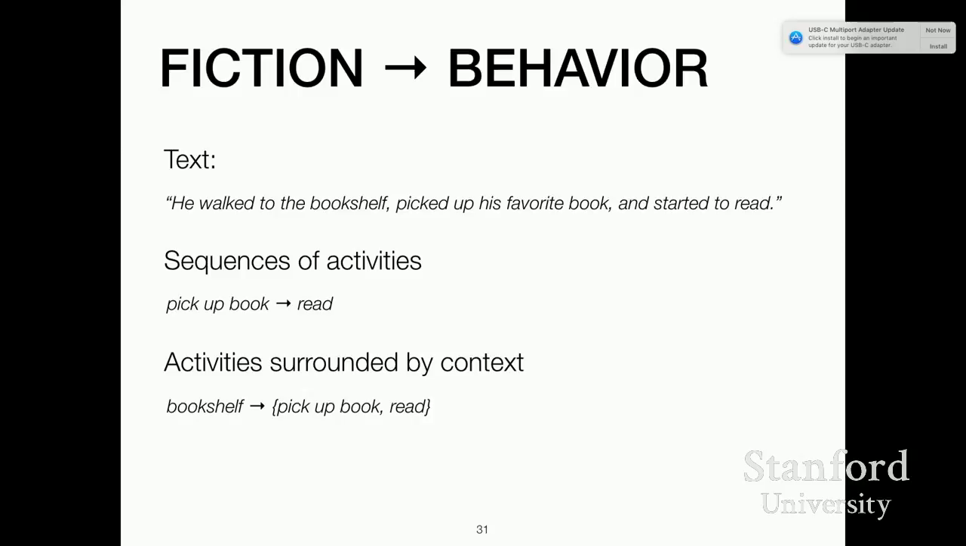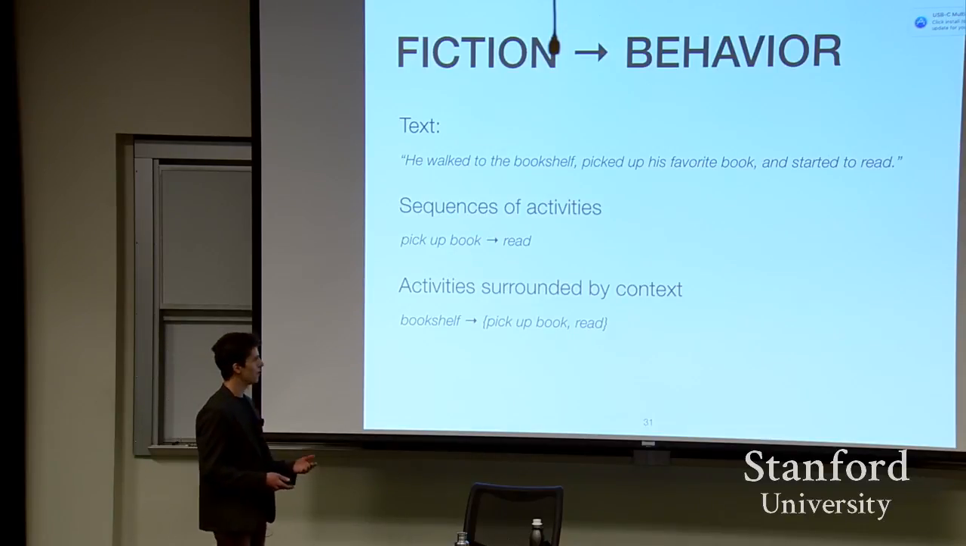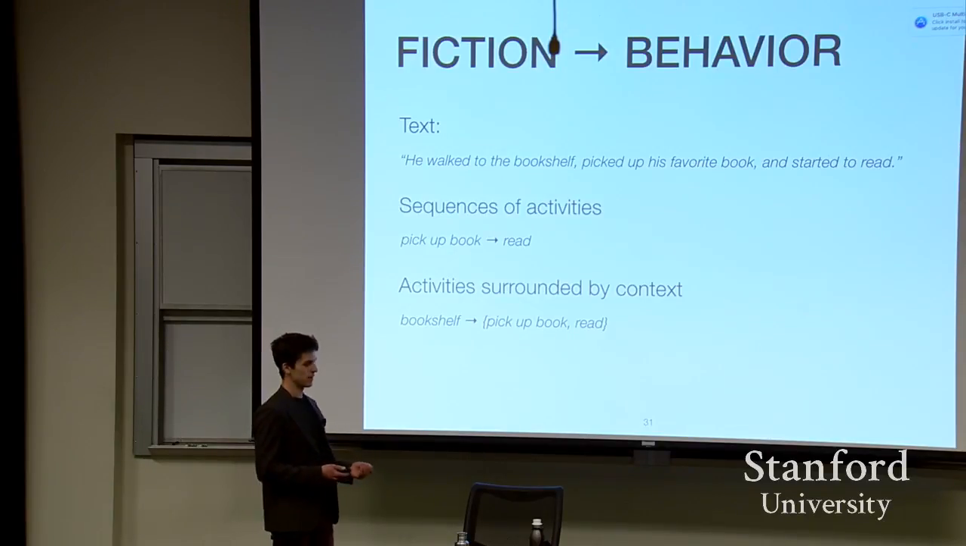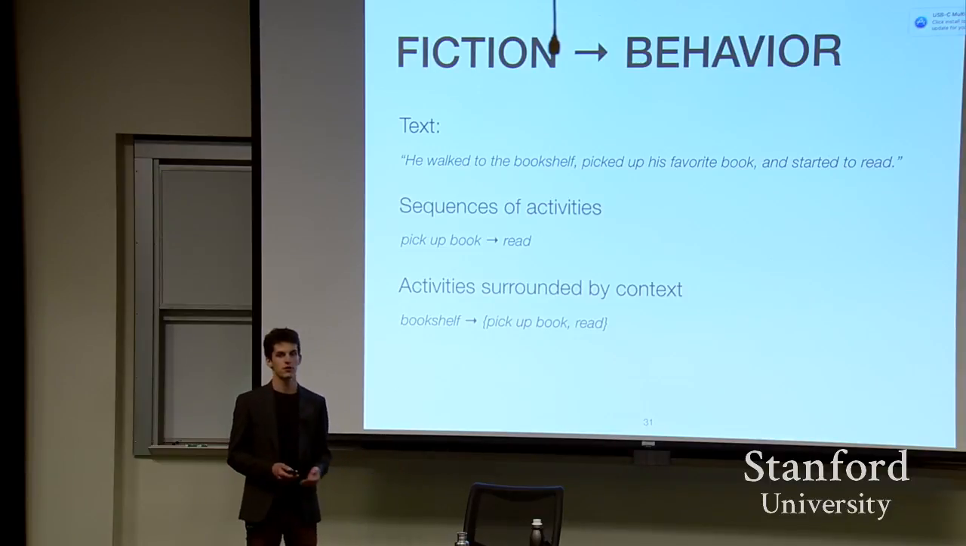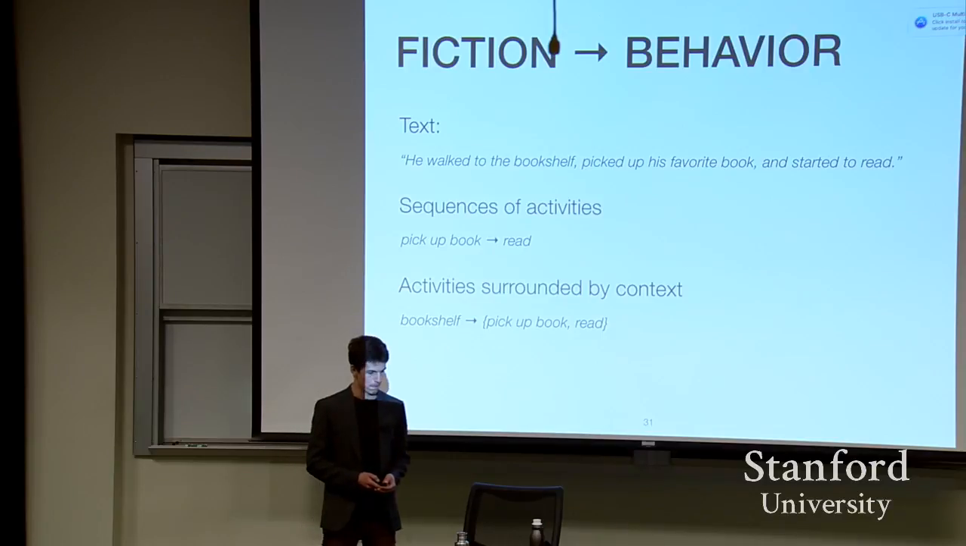So just to motivate how this technique might work, I'm going to give you a simple sentence. So, he walked to the bookshelf, picked up his favorite book, and started to read. Even in this simple sentence, we can start to see how you can build associations between activities. So for example, picking up a book is perhaps associated with reading. And similarly, we can see how context terms are surrounded by these activities. So perhaps around a bookshelf, you're going to do things like picking up a book or reading.